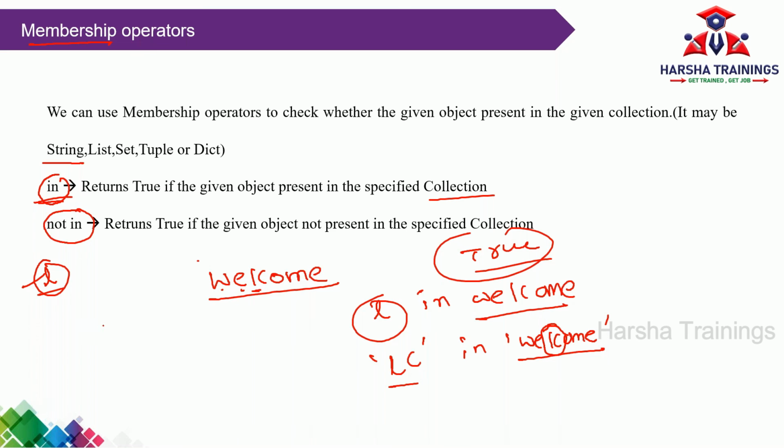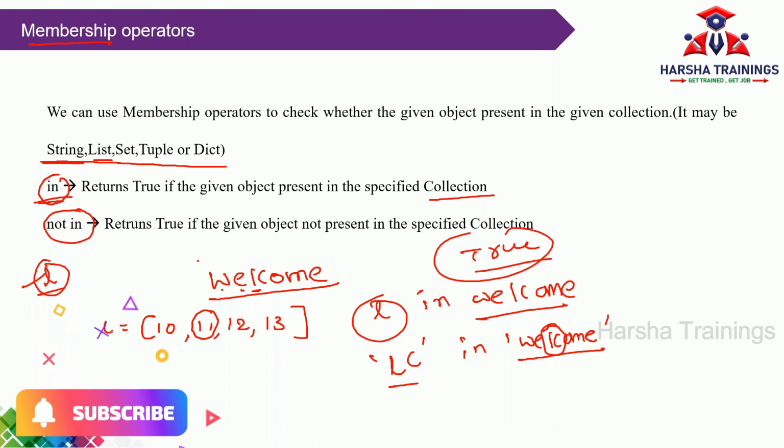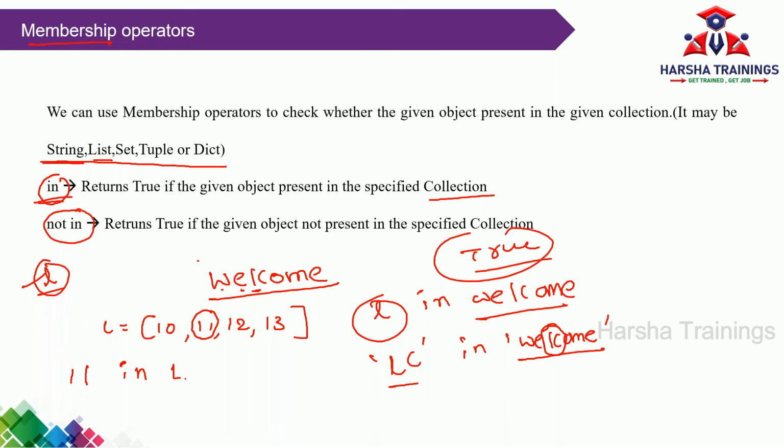For example, L is equal to 10, 11, 12, 13. Assume this is a list. You don't know the topic of list yet; all these topics are our future sessions. Now the check is whether 11 is present in the list or not. Simply 11 in L. If 11 is present, the answer is true.